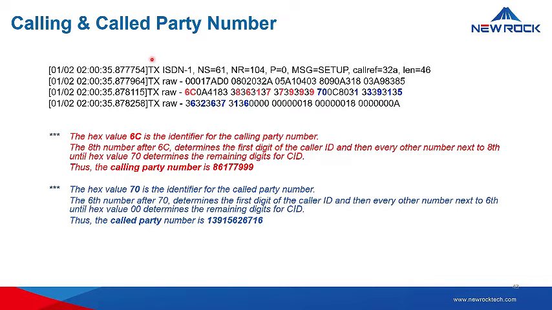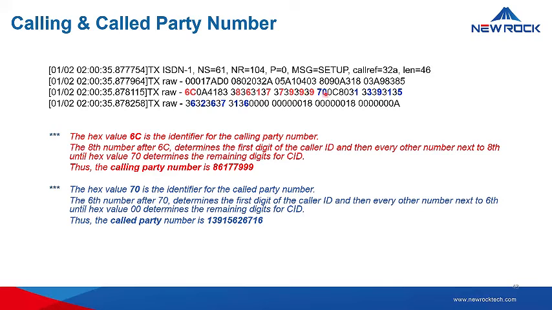And how to see the calling and the called party number. So yeah, this is the hex value, the 8 number after the 6C. Usually that's the first digit of the caller ID. Another indicator is after the second three numbers, right? The 3 numbers. So anyway, 6C refers to the calling party number.